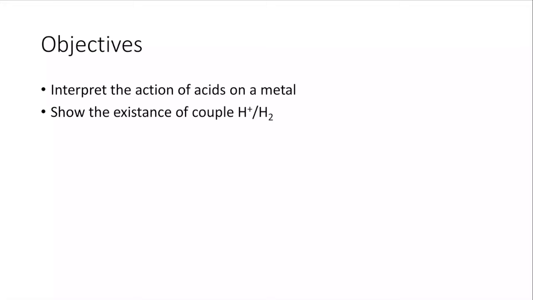We will interpret actually the action of acids on a metal. In the last video we talked about purely metals. We have zinc, copper, we mix zinc with copper sulfate, we mix copper with Ag plus ions. Now we will talk about what we will have if we mix acids with a metal. And we will show and prove the existence of a new couple, which is not a metal, it's the hydrogen couple. We will talk about it later on in this video.